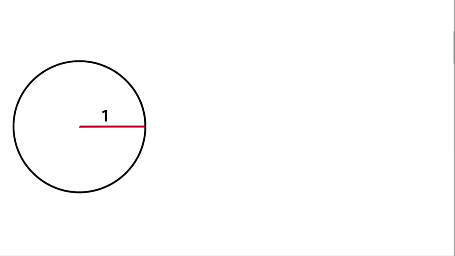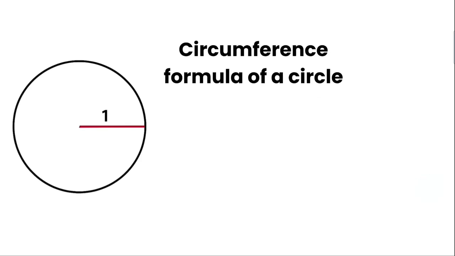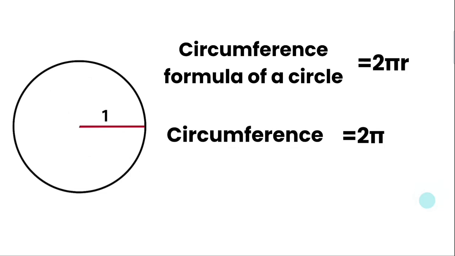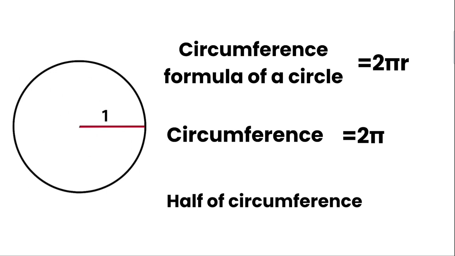Now let's take a look at a circle with radius 1. From the perimeter formula, the circumference of the circle is 2 pi r. The circumference of the circle with radius 1 becomes 2 pi, and half the circle becomes pi. From the formula, we can find how many degrees the radian value of pi corresponds to.